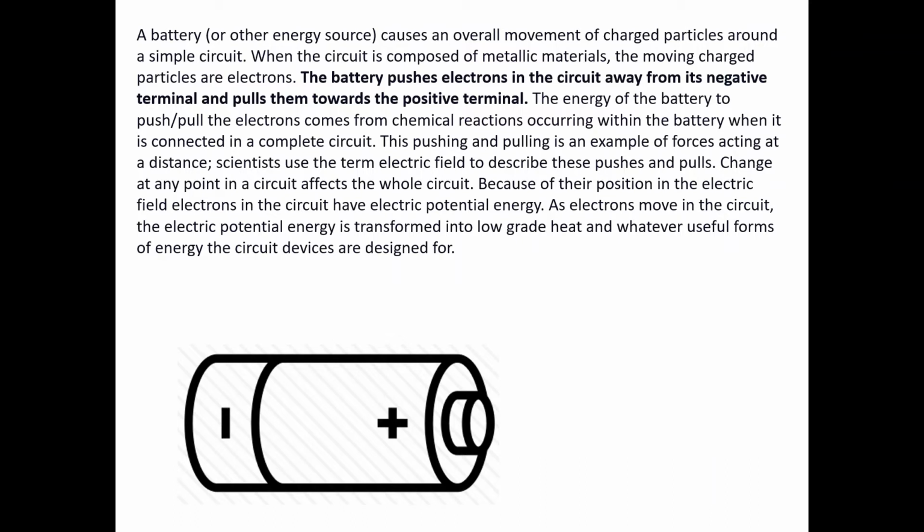A change at any point in a circuit affects the whole circuit. Because of their position in the electric field, electrons in the circuit have electric potential energy. As electrons move in the circuit, the electric potential energy is transformed into heat, friction, or whatever useful forms of energy the circuit devices are designed for.